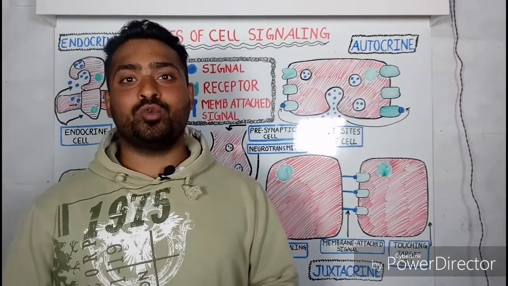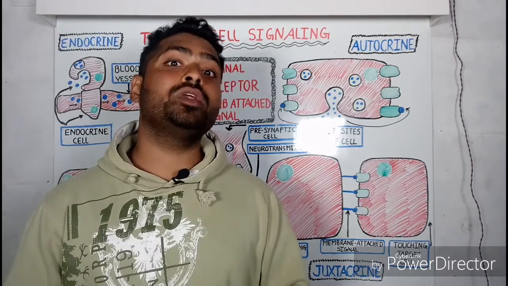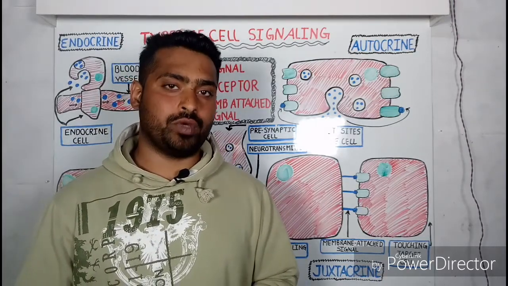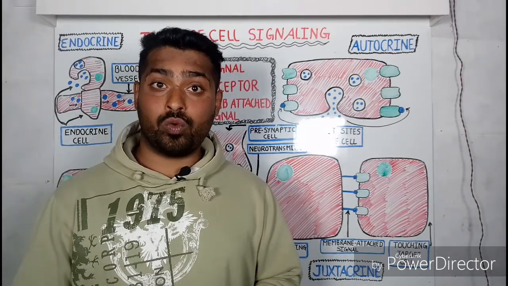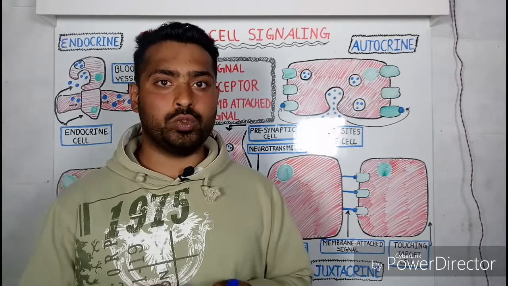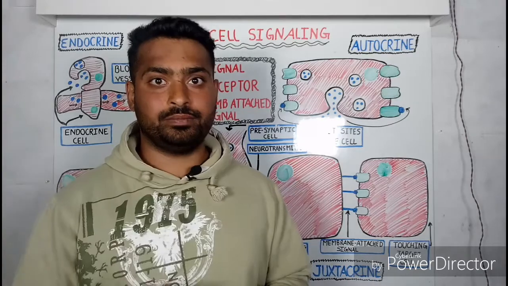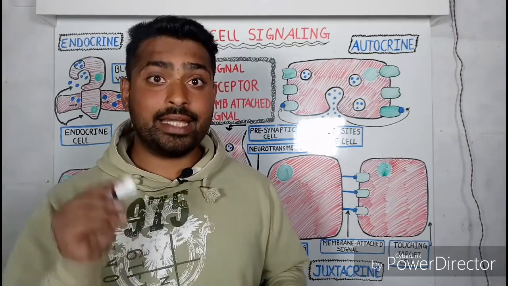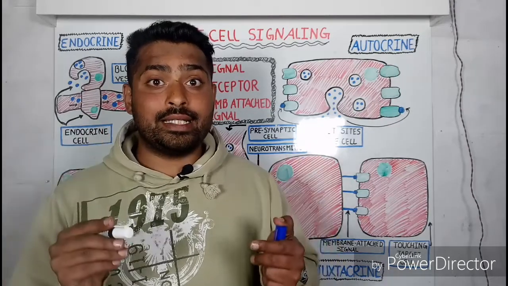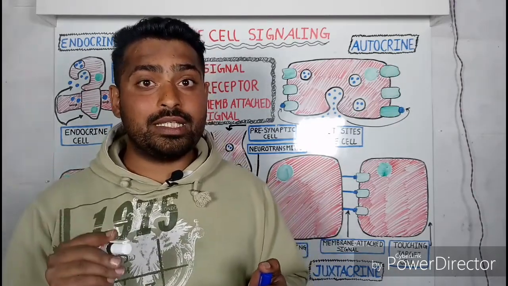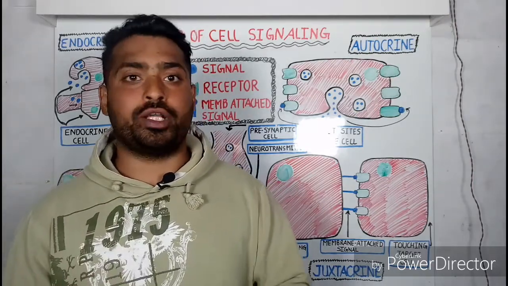Welcome friends. In this video we are going to discuss the types of cell signaling, that is, how the cells communicate with each other in different ways. The types of cell signaling can be classified on the basis of how the signaling molecule, after it is synthesized, travels to the target cells, and it depends on the distance between the signal synthesizing cell and the signal responding cell.